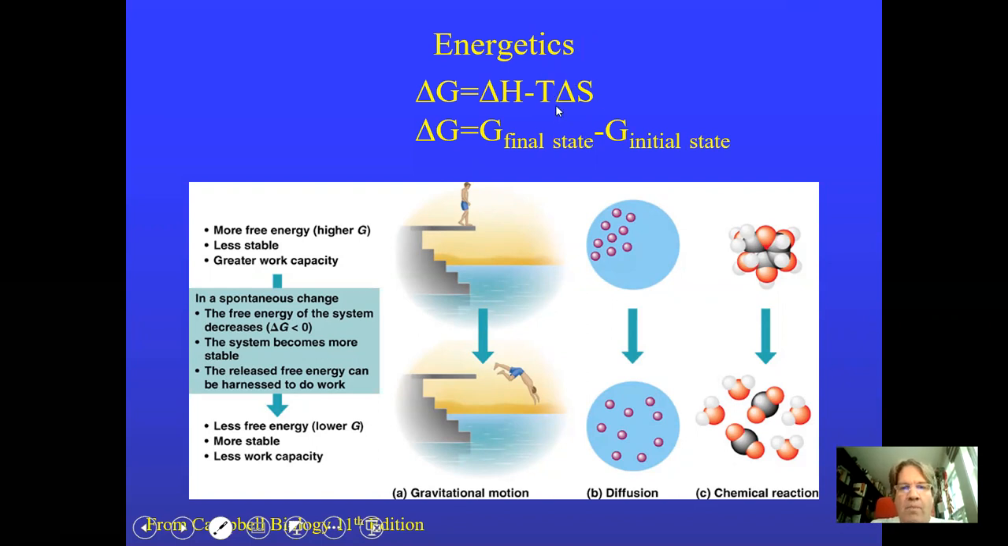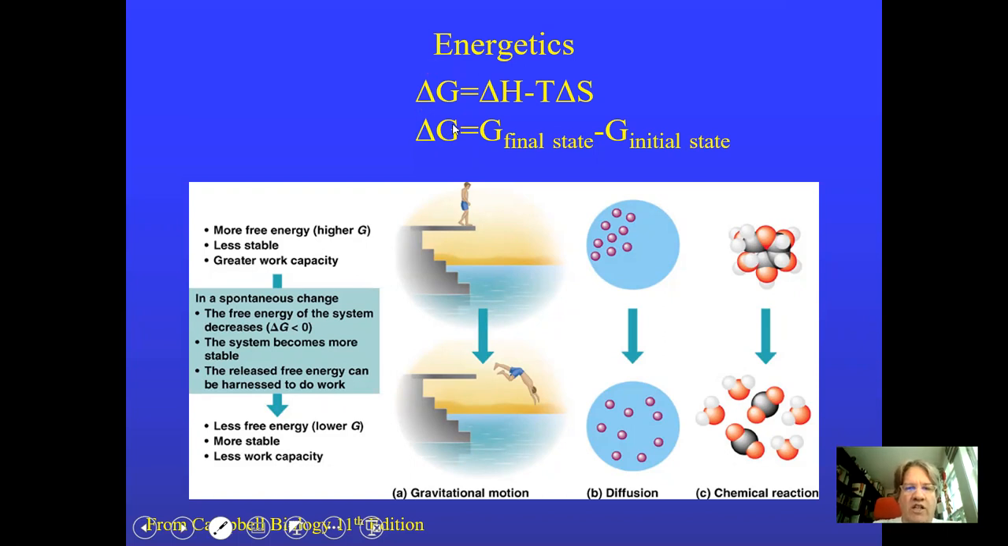Delta is the symbol used for change. The change in enthalpy minus the change in entropy, depending upon temperature, T, right, will determine the free energy in a reaction. And usually reactions are considered to be spontaneous, or can run without energy input, if this delta G value is negative, right?